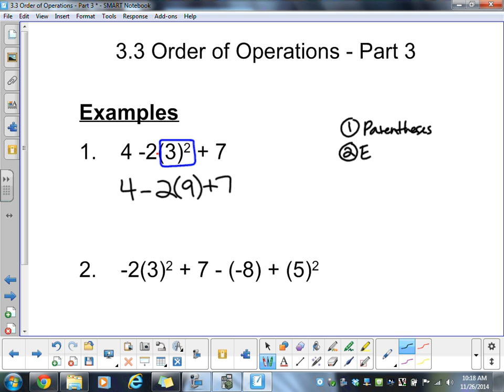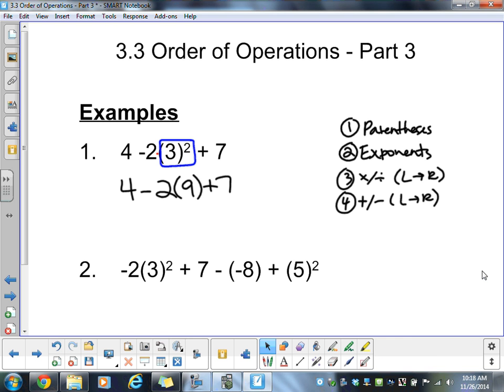Parentheses first, then exponents. Then we have multiplication and division from left to right. Then we have add and subtract from left to right. So we've done our exponent step. Okay, we're starting here today.